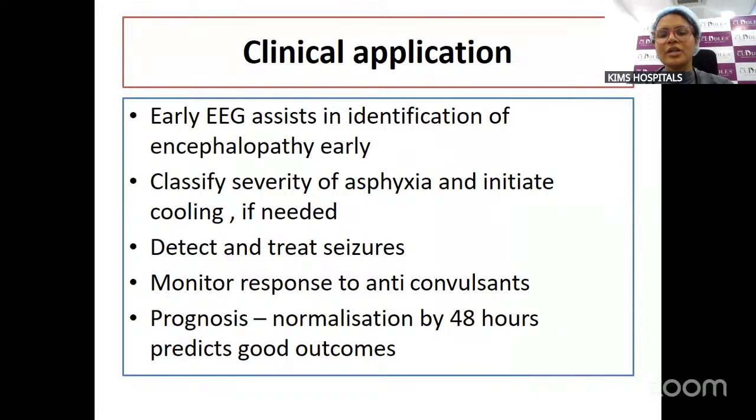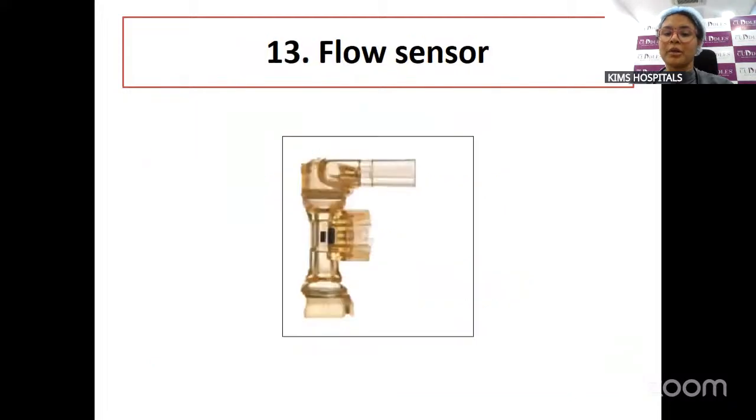So early AEG helps us in identification of hypoxic encephalopathy, and this can be a very useful tool for picking up newborns who can benefit from therapeutic hypothermia as an intervention. It can also help us in classifying the severity of asphyxia and initiation of therapeutic hypothermia, and in monitoring the response to anticonvulsants. Normalization of an abnormal AEG pattern by 48 hours is also an important prognostic marker of a potentially near normal outcome.